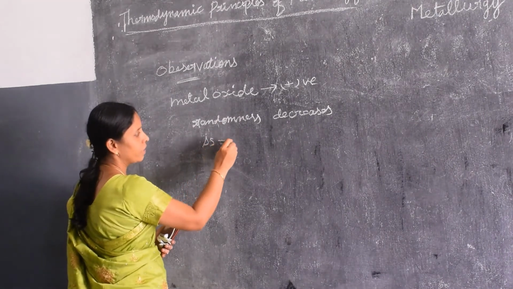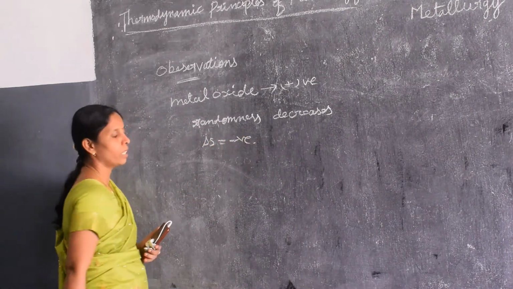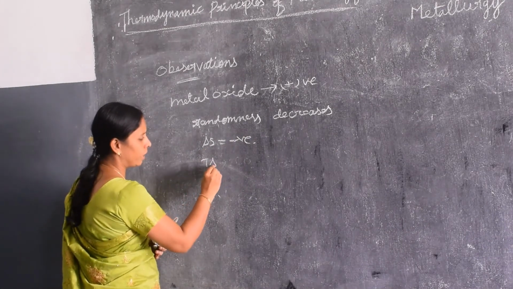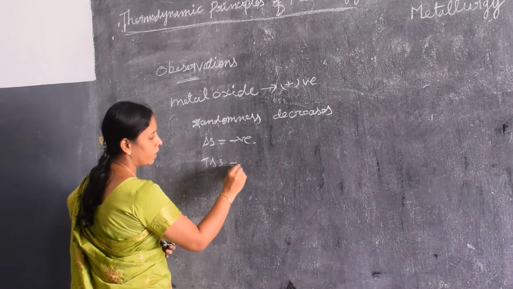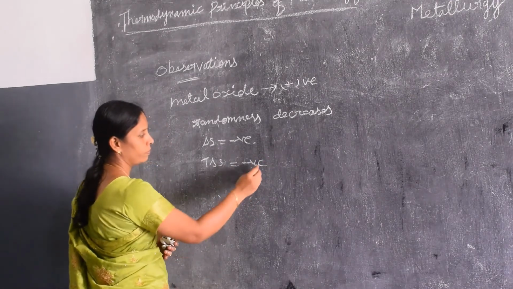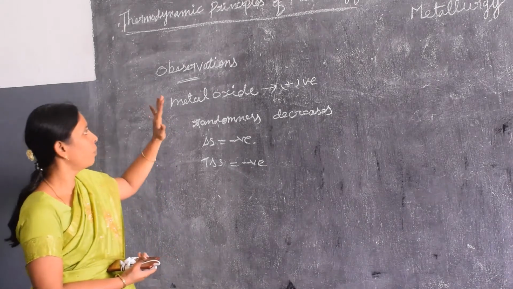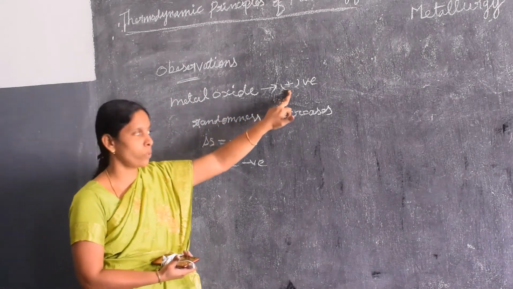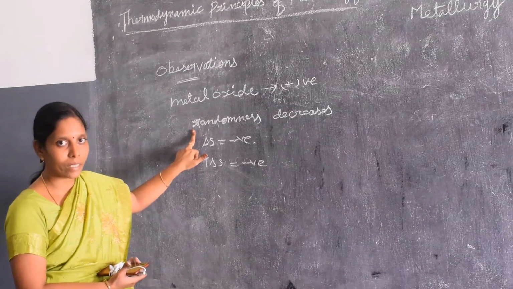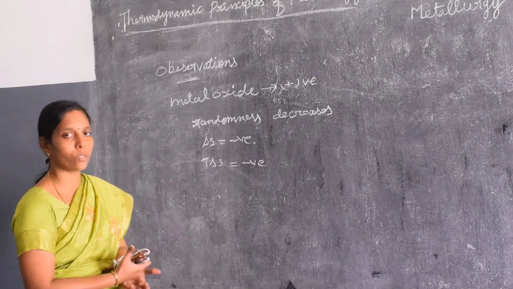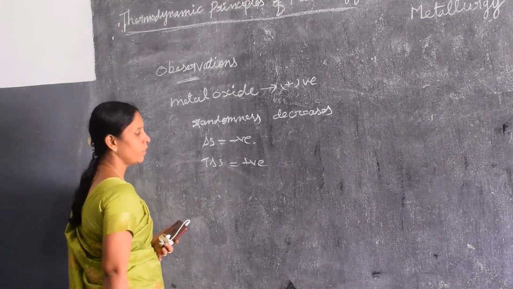Delta S is negative. Delta S negative means T delta S is positive. So for the formation of metal oxide, the slope is positive and the randomness decreases. Delta S is negative means T delta S is positive.